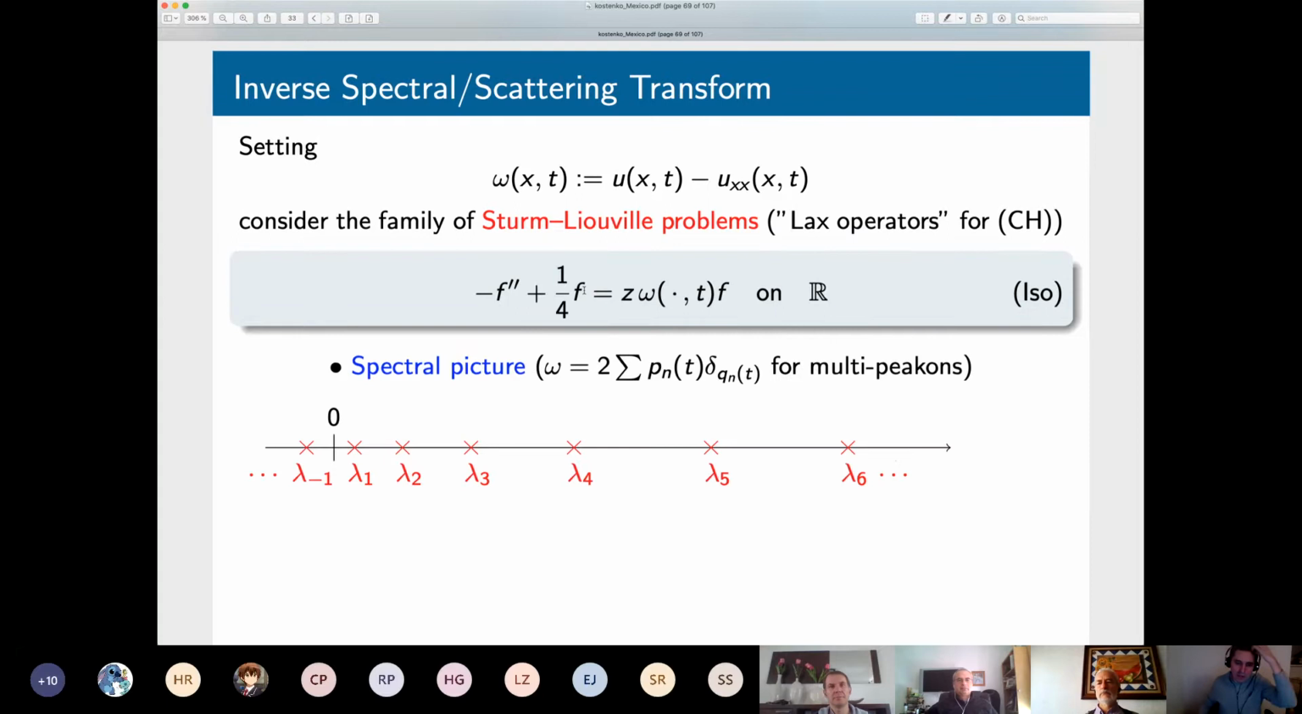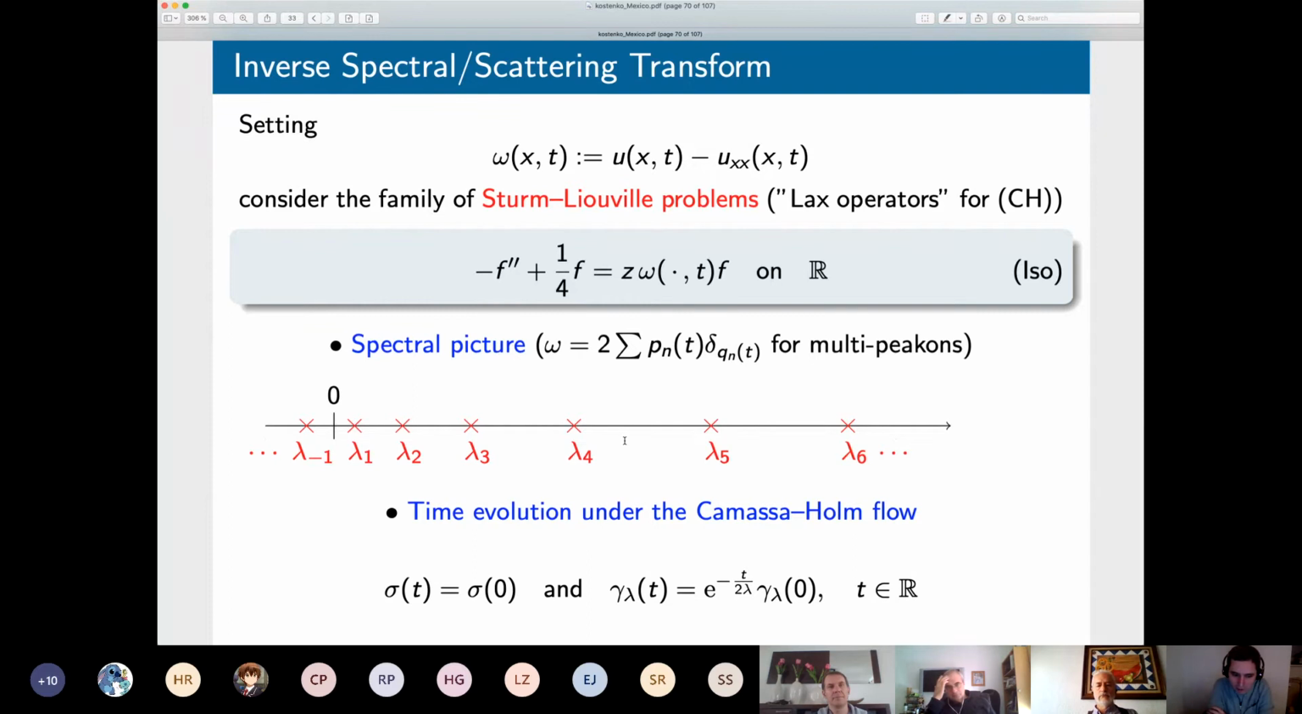And if we go for multi-peakon solutions, then the spectral picture in this case is finitely many simple eigenvalues, which are positive and negative. If there are negative peaks, then there are negative eigenvalues. If there are positive peaks, there are positive eigenvalues. And because this problem is isospectral, the eigenvalues are conserved quantities under the Camassa-Holm flow, and the evolution of the Norming constants, which were defined exactly on the previous slides, is very simple.